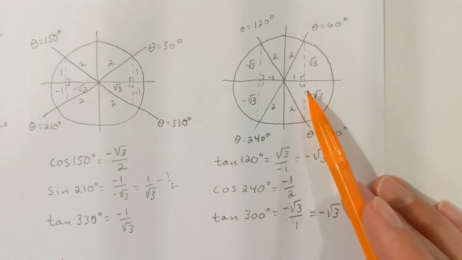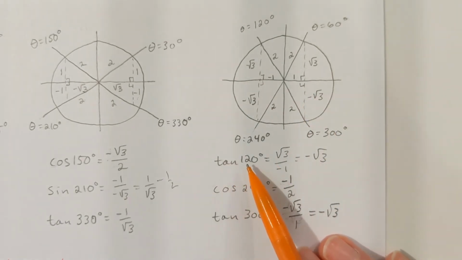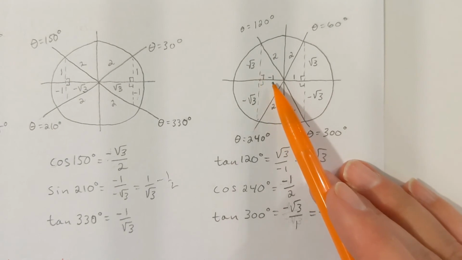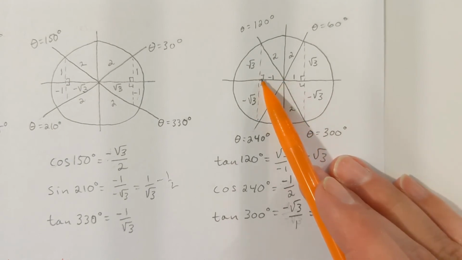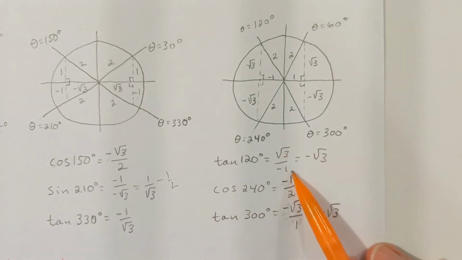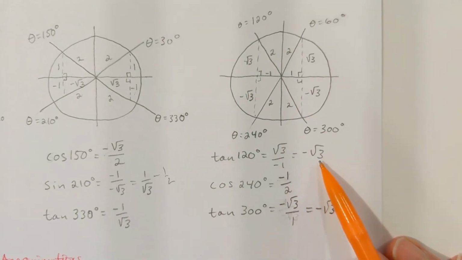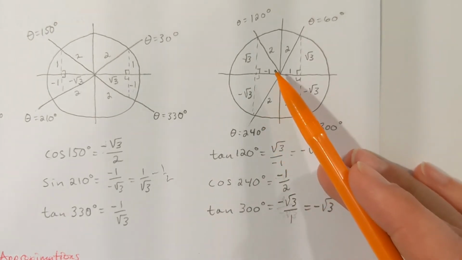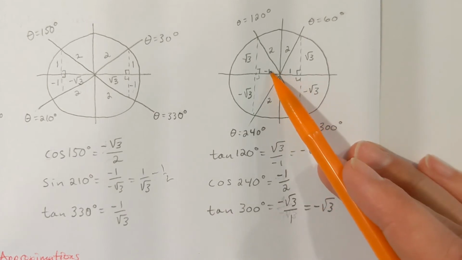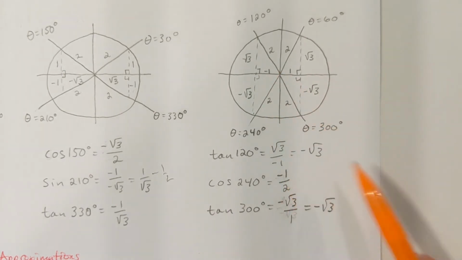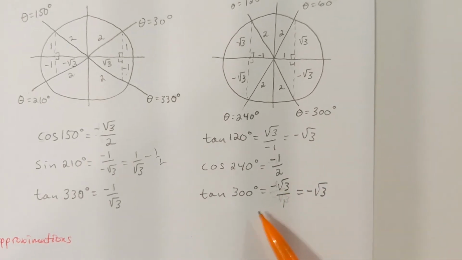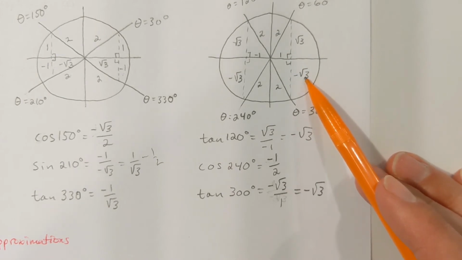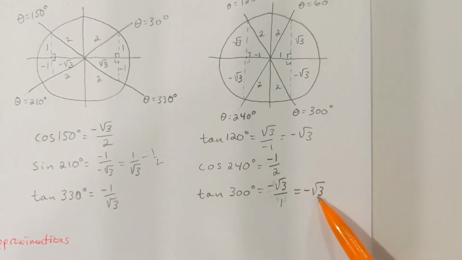Okay. And if I want to find tangent of 120 degrees, tangent of an angle is opposite over adjacent. So the adjacent side is -1 since you're going to the left of the origin. √3 over -1 is -√3. If we want to find cosine of 240 degrees, that would be adjacent over hypotenuse. The adjacent side is negative, so -1/2 is my answer there. Tangent of 300 degrees. Okay, tangent of an angle is opposite over adjacent. The opposite side is negative. -√3 over 1 is -√3.